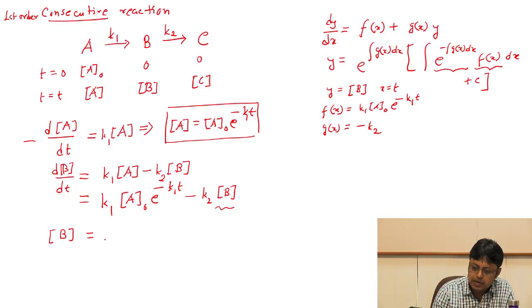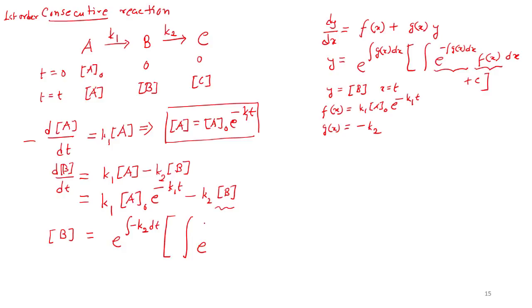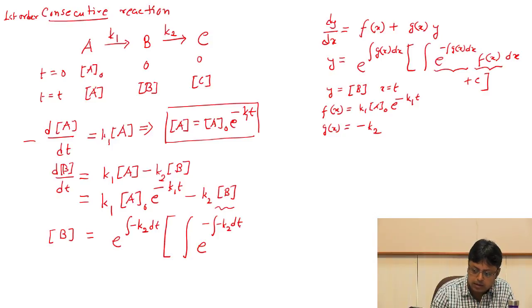So I'll have e to the power integral g(x) dx. So it will be e to the power integral minus K2 dt. Then in parenthesis, we'll have the integral of e to the power, now there is a minus sign already, so I'm writing it like this, minus of minus K2 dt, and then f(x). f(x) is nothing but K1 into A0 into e to the power minus K1t, and then dt, and then plus c.